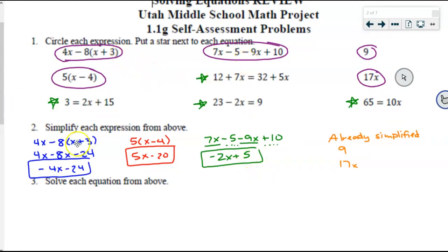Notice that these first 3, I did show my work. I showed how I simplified. These last 2, they were already simplified, so I just put them in a category that they're already simplified. No work needs to be done there.